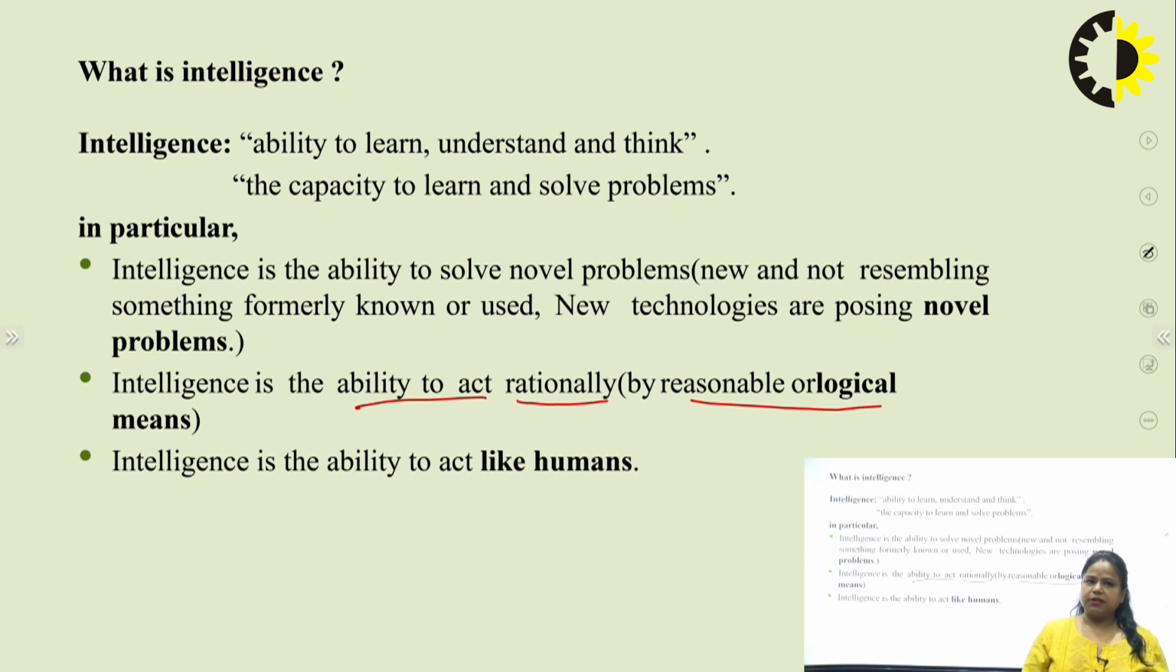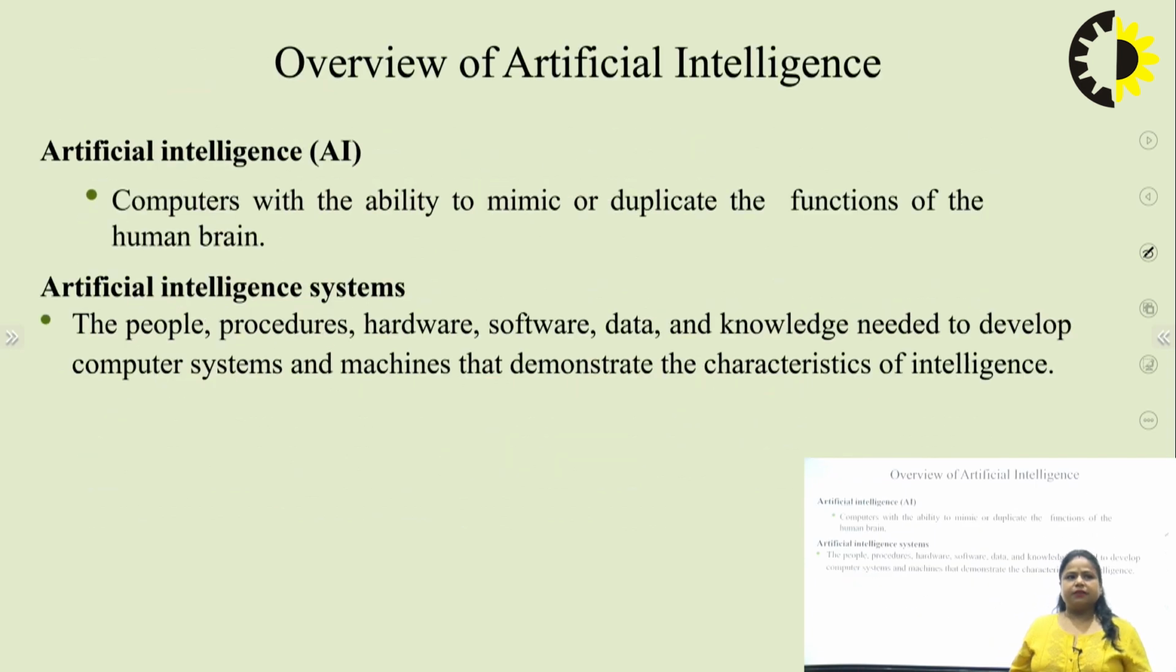And the most important thing is whenever we are building computer systems or devices or machines, whatever intelligence we are talking about, it has an ability to act like humans. How the human beings work, how they interact, in a similar manner it works. After that, we are going to give an overall definition for artificial intelligence. Basically, artificial intelligence is computers with the ability to mimic or duplicate the functions of the human brain. The way a human brain works, similarly we have to generate that computer system.